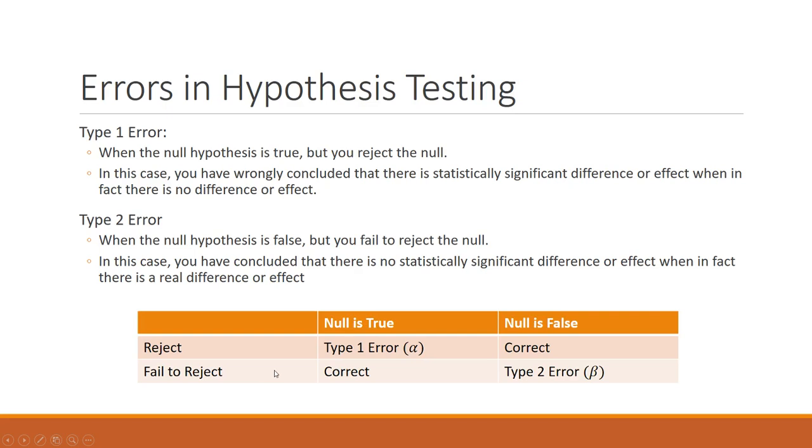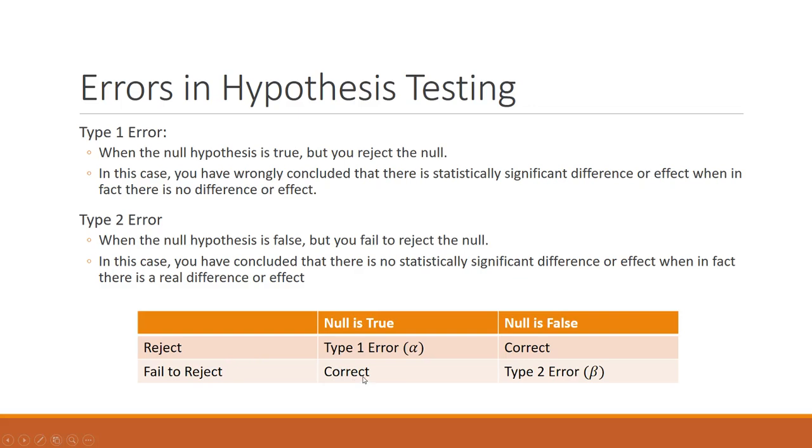So imagine that we do our analysis and we conclude that fertilizer does not increase incomes. We would fail to reject the null. And if, in reality, fertilizer does not increase incomes, we would be correct. We would make a correct decision if we fail to reject the null and, in fact, the null is true.